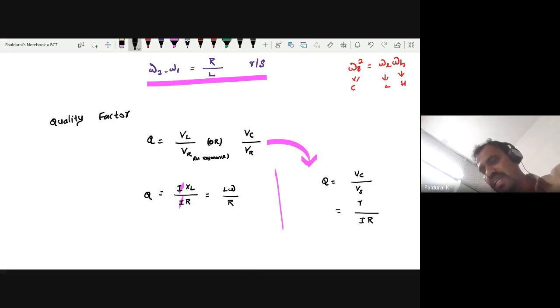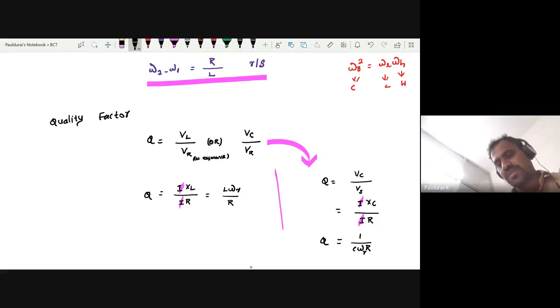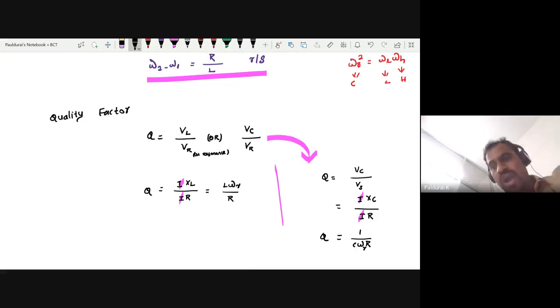So here it is I times XC, right? Here also it is a series circuit, so I will be cancelled. So this time Q is XC by R, where XC equals 1 by C omega R. At resonance frequency, omega becomes omega R. That's very important. So these are all the formulas for quality factor.